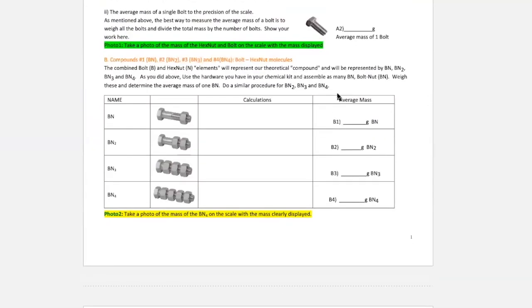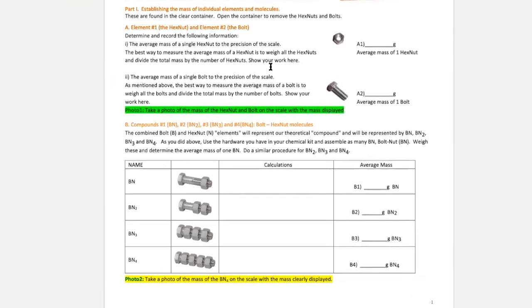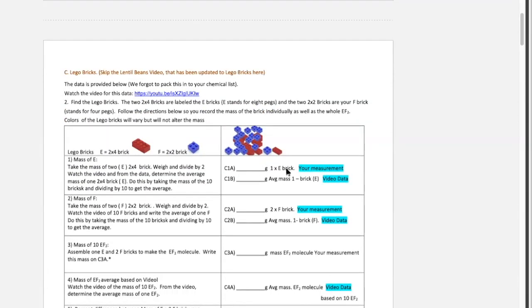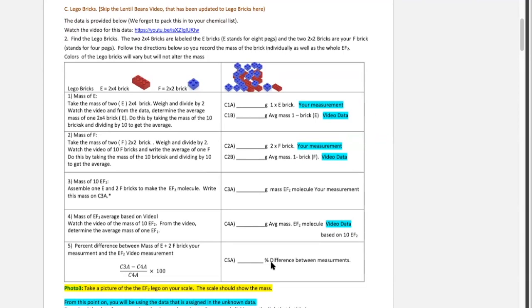So at this point, you have the mass of one hex nut, the average mass. You have the mass of a bolt, the average mass. You have the mass of an E-brick, your measurement, and then the average from the video. You have a mass of an F-brick, your mass, and the one from the video. And you have a mass of the EF2, your mass, and the one of the video, and then the percent difference. How accurate, in other words, is your measurement relative to the one in the video?